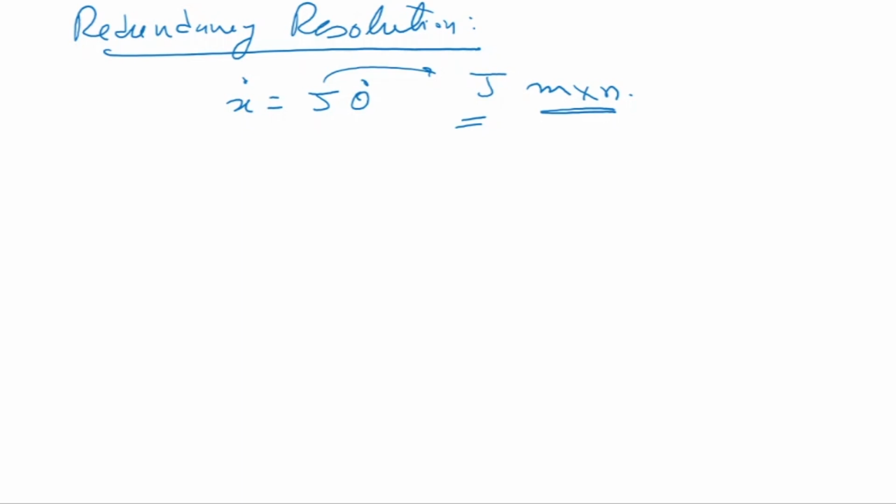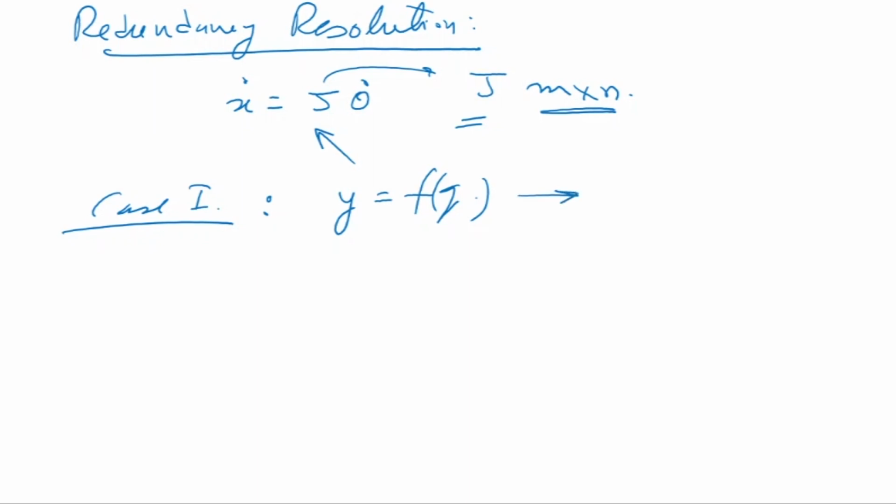Now let's look at 2 cases. Case 1, where we are trying to resolve redundancy, and we are given a manipulation vector that is given by y equals f of q. That means y is a function of q, which is similar to this. Now this is the main task. For example, let me give an example.